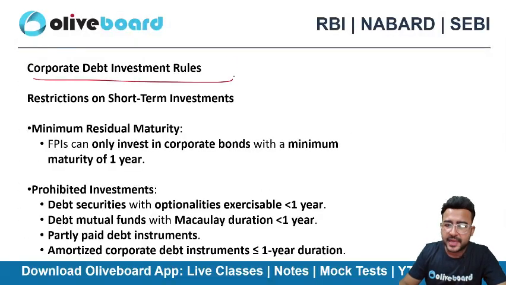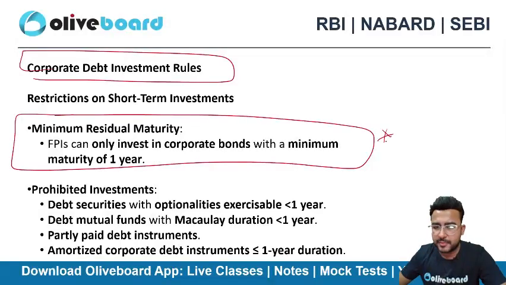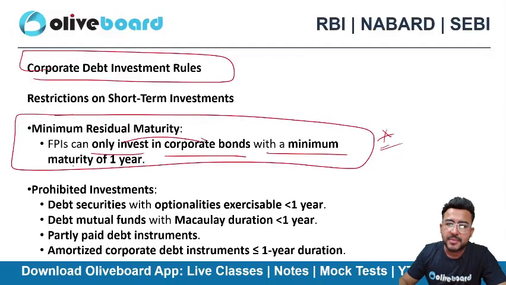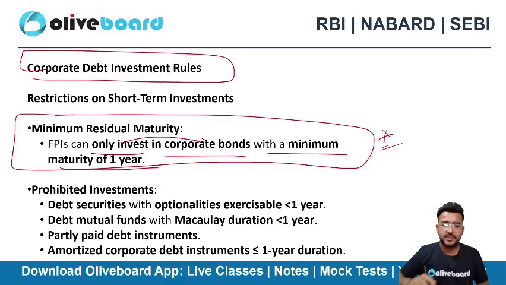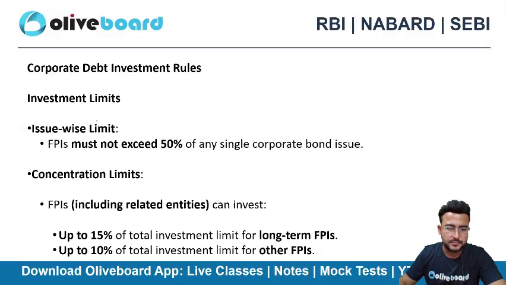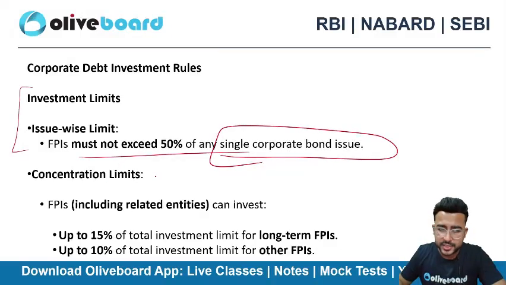If I talk about the corporate debt investment rules, then the minimum residual period is quite important, right? You need to remember this limit. FPI can only invest in corporate bonds with a minimum maturity of 1 year. The minimum maturity should be 1 year, not less than that. This is only applicable for corporate bonds, for corporate organizations like Ambani, Adani, right? Then there are some investment limits as well, that FPI investment must not exceed 50% of any single corporate bond issue and like that.